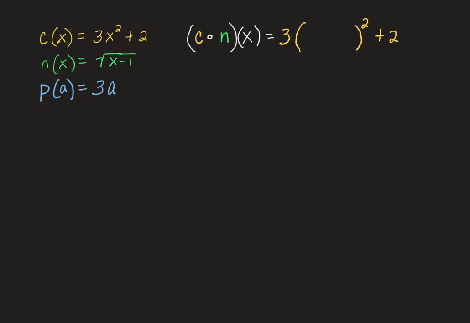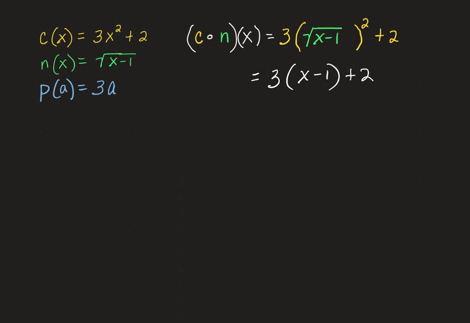Now, inside those parentheses, I'm going to put n of x, which is equivalent to, or the formula for that function is the square root of x minus 1. I now have a composite function composed of c and n. Let's make it a little bit easier to understand. I am squaring a square root, so that just becomes whatever the radicand is.